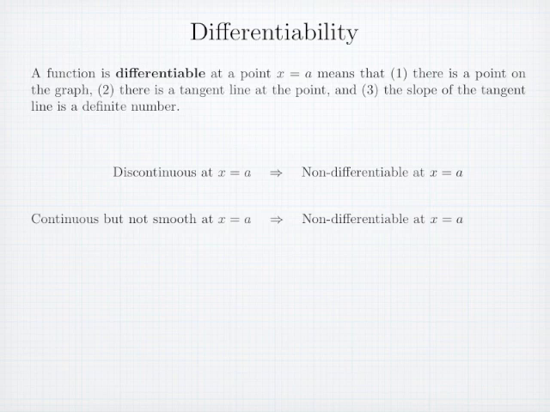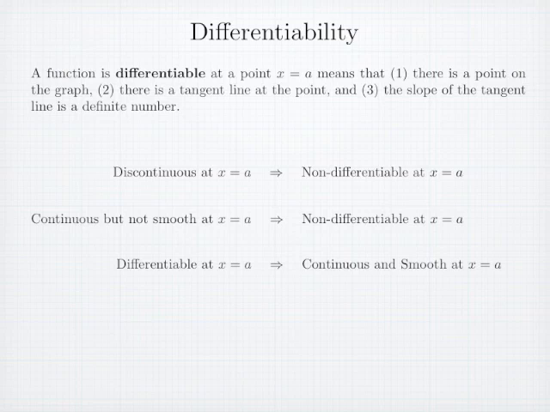The second case that we looked at was where we were continuous, but not smooth. This was when the function had a corner. Anytime the function is continuous, but it's not smooth at a point, for example, the corner, again, that's not differentiable. And so anytime we know that a function is differentiable, we know that the original function must have been continuous and smooth. So let's take a look at some examples of functions and see if it's differentiable at various points.